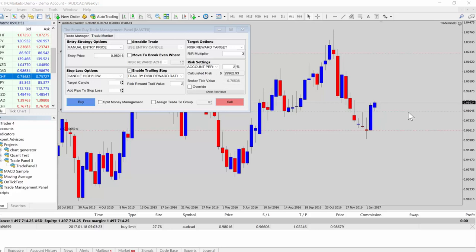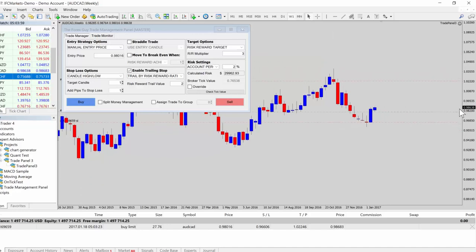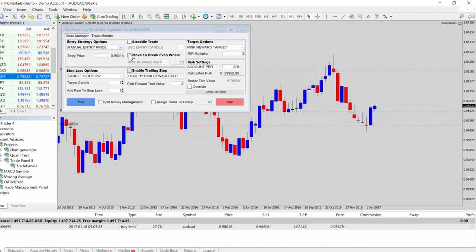The panel does automatic risk calculation depending on what you tell it to risk. It will do the lot size for you. So my lot size was calculated automatically for me there. So that's one advantage. We can apply trailing stops and things like that. So that's why the manual entry price has been put there.